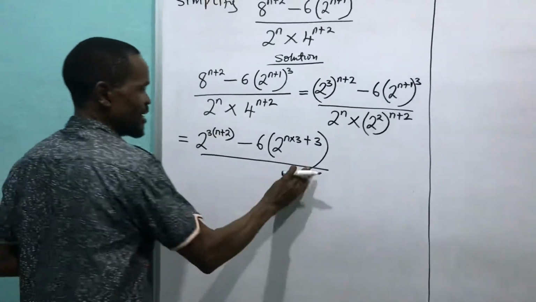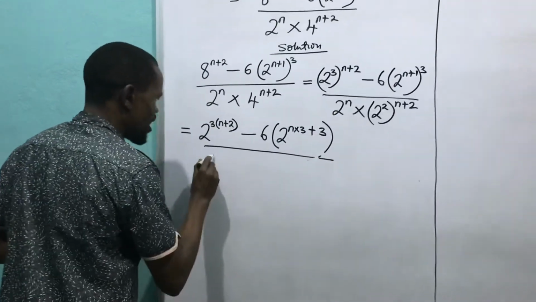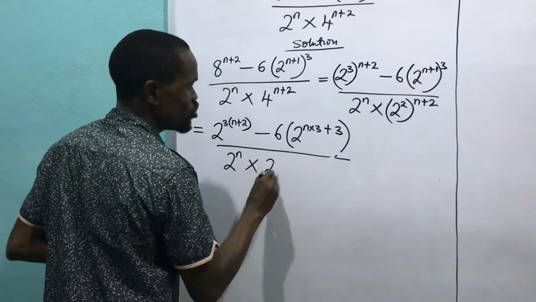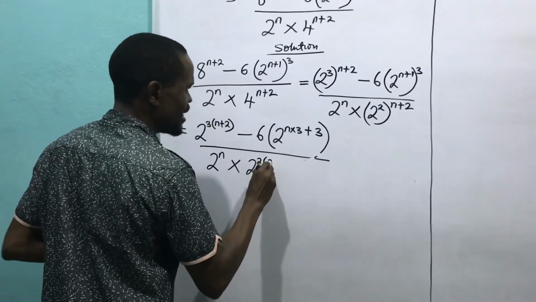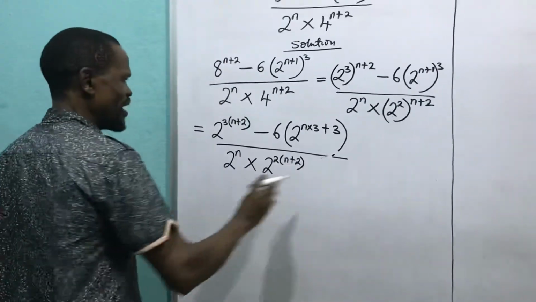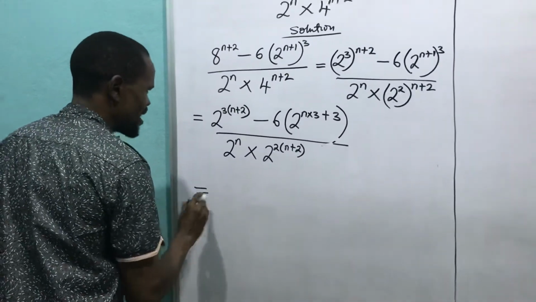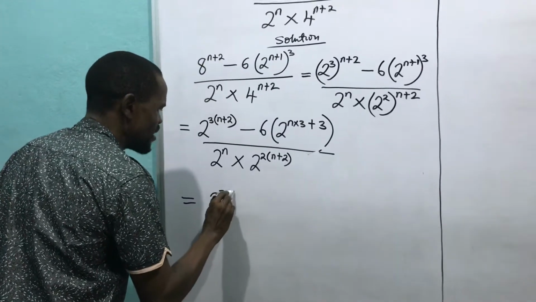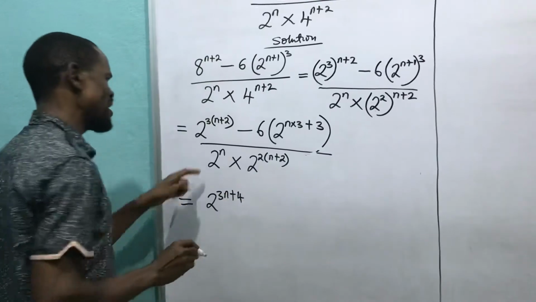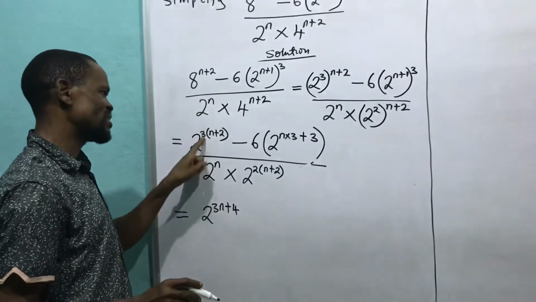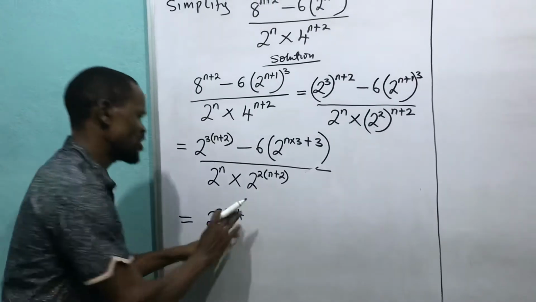Then now, coming here, I will have 2 raised to power n times 2^(2(n+2)). You know where I am? Look at here. So what next? I want to say that this is the same thing as 2 raised to power 3n+6. You remember what I did here? Open the bracket: 3 times n will give me 3n, and 3 times 2 will give me 6.